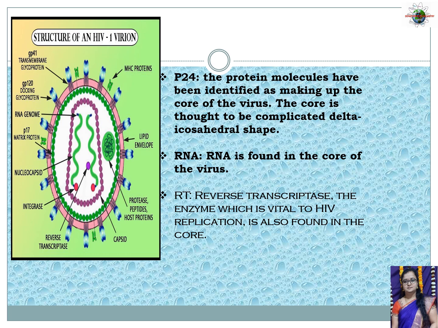Now coming to P24, the protein molecules have been identified as making up the core of the virus. The core is thought to be of a truncated icosahedral shape. RNA is found in the core of the virus, and RT, that is reverse transcriptase, the enzyme which is vital to HIV replication, is also found in the core.